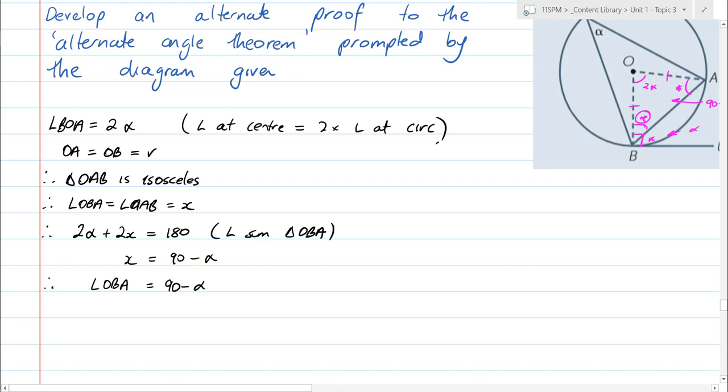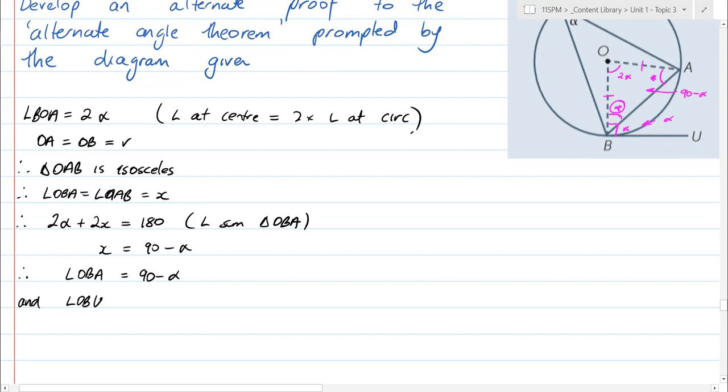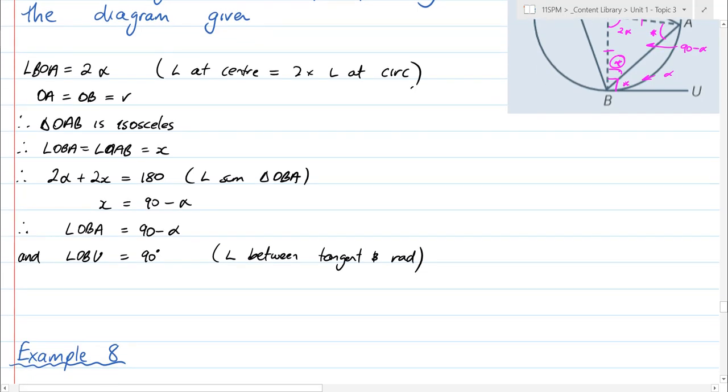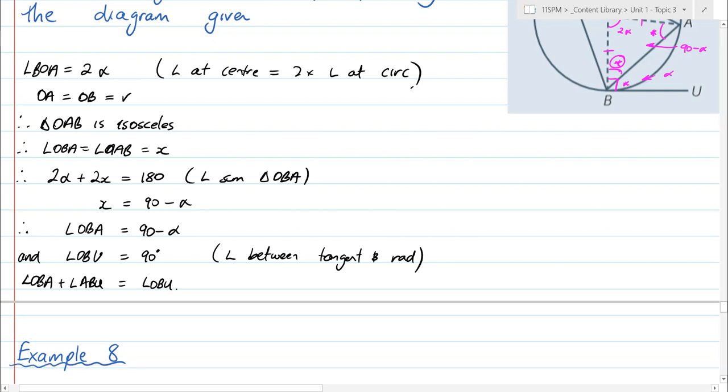Now, here's the step that some people weren't sure about. We've already made the statement. No, we haven't made the statement, actually. And angle OBU is equal to 90 degrees. This is angle between tangent and radius. And angle OBA plus angle ABU is equal to angle OBU. So that's just adding those two angles together.